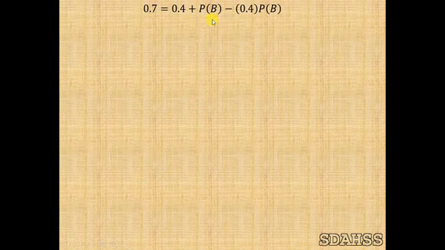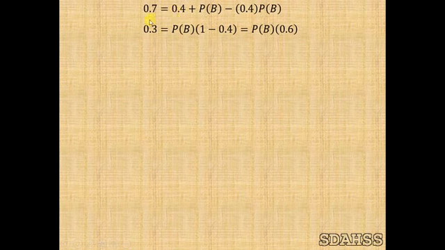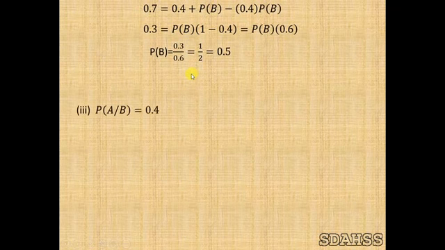0.7 is equal to 0.4 plus P of B minus 0.4 P of B. Now you bring this 0.4 to the other side, it becomes negative. So 0.7 minus 0.4, 0.3, is equal to, in the last two terms P of B is common, so take it outside, remaining you have 1 minus 0.4, which is 0.6 into P of B. So P of B is equal to 0.3 divided by 0.6. Cancel by 3 to get 0.1 by 0.2, then multiply numerator and denominator by 10 to get 1 by 2, which means 0.5.